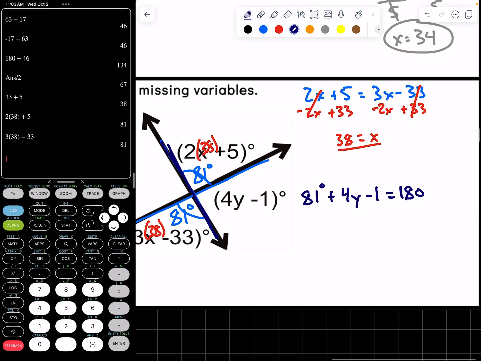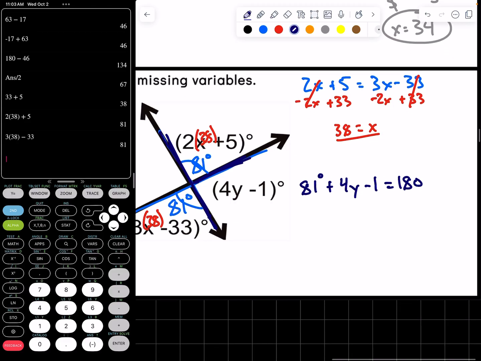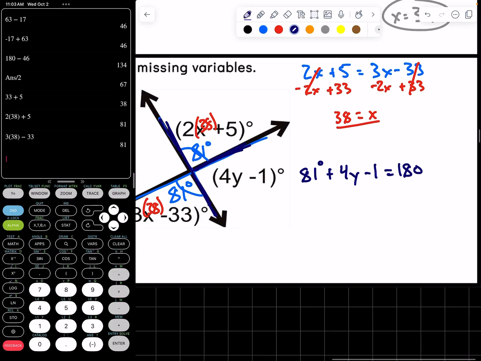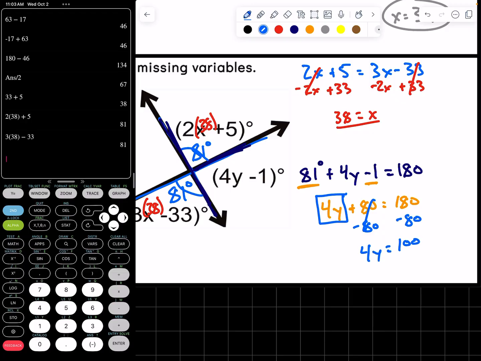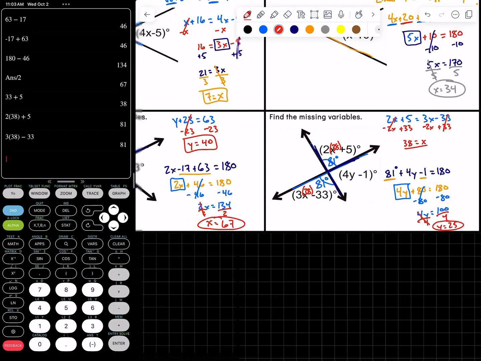a straight line formed by 81 and 4y minus 1. I can do it with the other 81. It really doesn't matter. Okay, so I'm going to combine like terms here first. 81 minus 1, so I've got 4y plus 80 equals 180. Work to get y by itself by subtracting 80 from both sides, because if I do it to one side, I do it to the other. 4y equals 100. To get y by itself, I need to divide both sides by 4. Y equals 25. There we go.